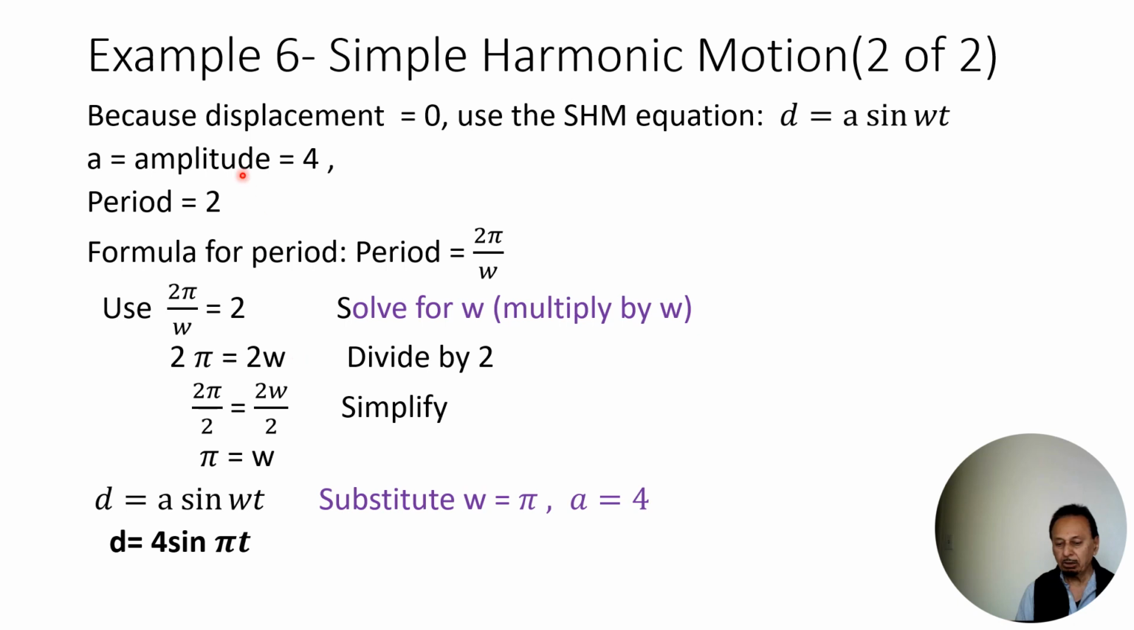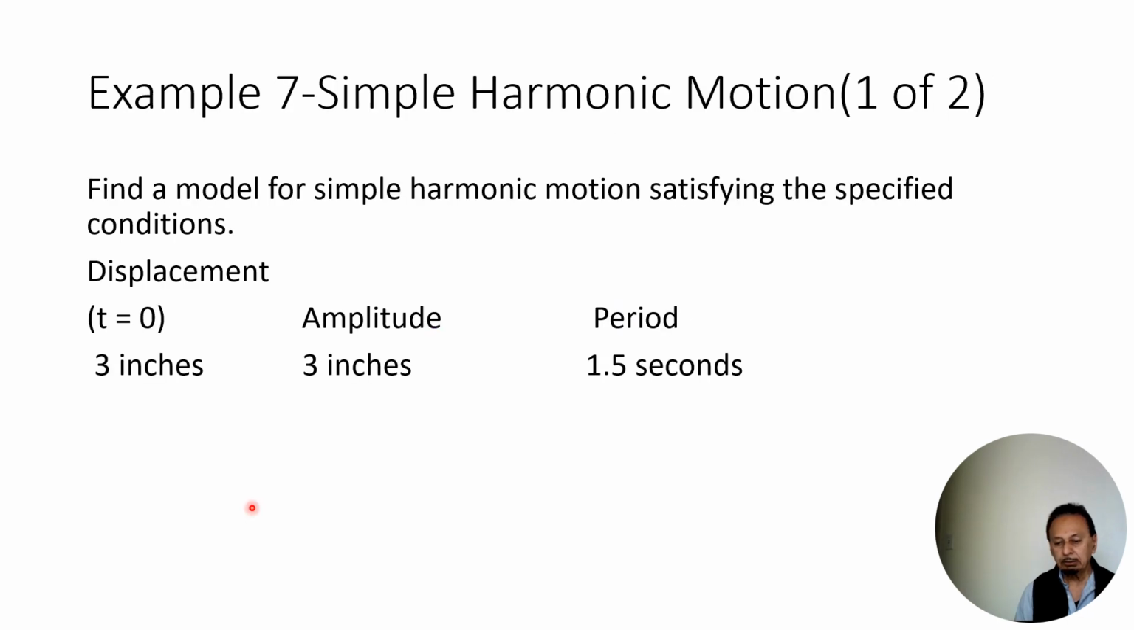We already know a is 4 and we found w equal to pi, and we put these values in the given equation d equals a sine wt. So the equation becomes d equals 4 times sine pi t. Okay, we're going to find the model for simple harmonic motion satisfying the following conditions. The displacement is 3 inches when t equals 0. The amplitude is 3 and the period is 1.5 seconds.